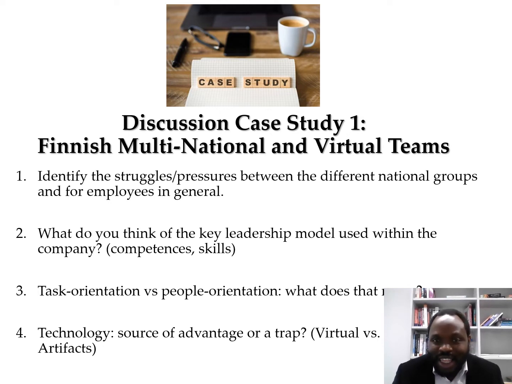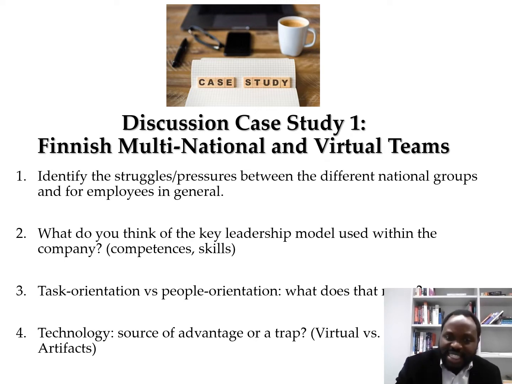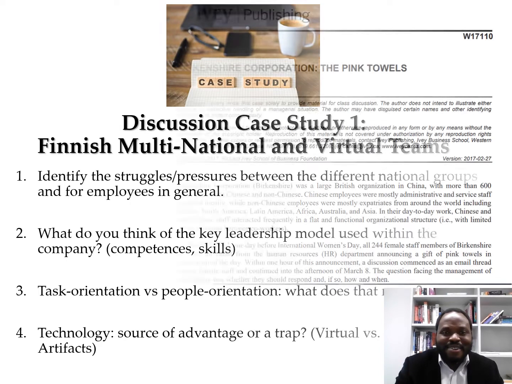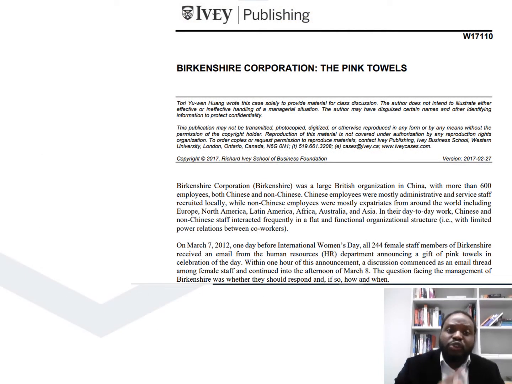The third question is task orientation versus people orientation. What does that mean, right? What does that mean in this context? And the final question is technology. Okay, is that a source of advantage or is it a trap? So we're looking at virtual versus physical artifacts. So is technology a source of advantage or a trap in this case? Okay, so that's the first case study.